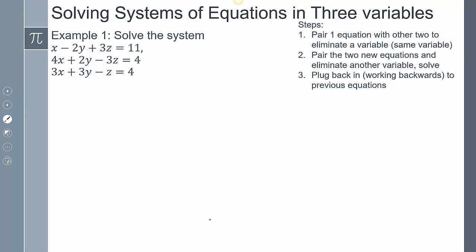So solving this first one in three variables, here's a set of steps of what I'm going to do. The first step is I'm going to pair one equation with the other two to eliminate a variable, and I want to eliminate the same variable in both. So in this case, I can pair equations 1 and 2 together and 1 and 3 together. So this is equations 1 and 2. This is equations 1 and 3. Step 2 is pairing the two new equations together and eliminating another variable.